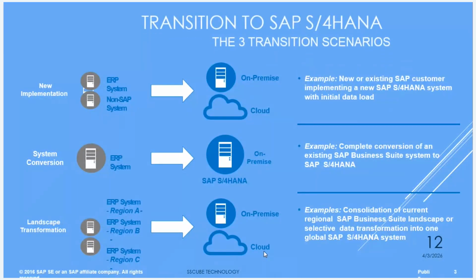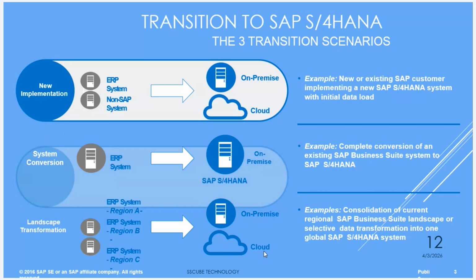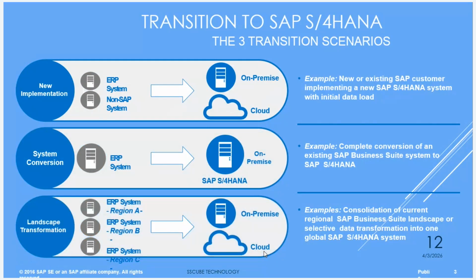But when we talk about the transition to S4 HANA, S4 HANA will be different. For S4 HANA, there are three types of options: new implementation, system conversion, and landscape transformation. New implementation is basically what? When you are implementing a new system. So from any other ERP available in the world, you are implementing SAP S4 HANA cloud or on-premises.